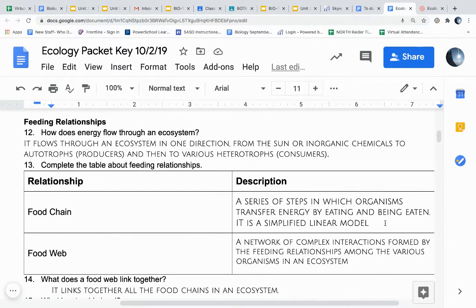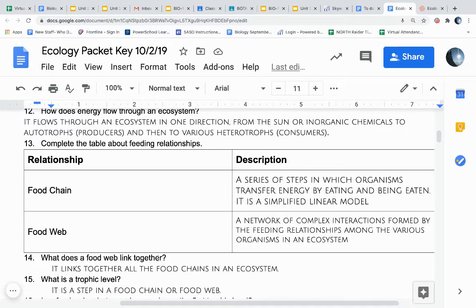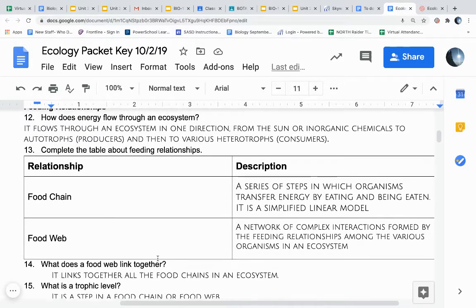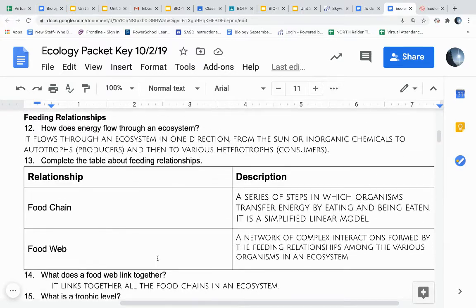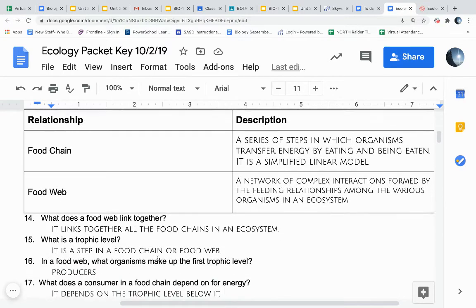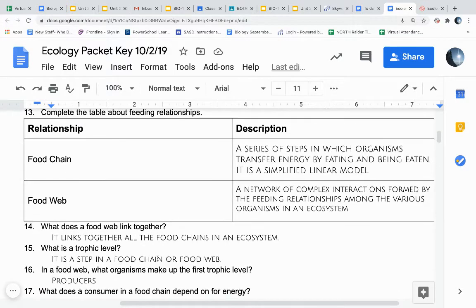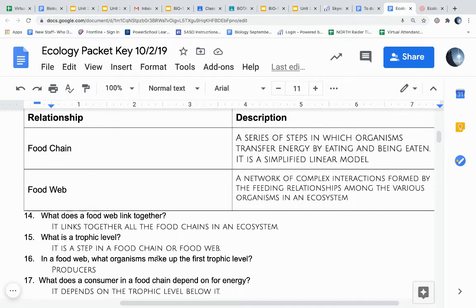So a food web links together all the food chains in an ecosystem, whereas a trophic level is a step in a food chain or the food web. So we have multiple trophic levels in a food chain or food web. First trophic level being the producers, and all the trophic levels above being consumers. The primary consumers eat the producers, secondary consumers eat the primary consumers, so on and so forth. What does a consumer in a food chain depend on for energy? It depends on whatever the trophic level below it is. If you're a primary consumer, you depend on the producers. If you're a tertiary or third level consumer, you depend on the secondary consumers.